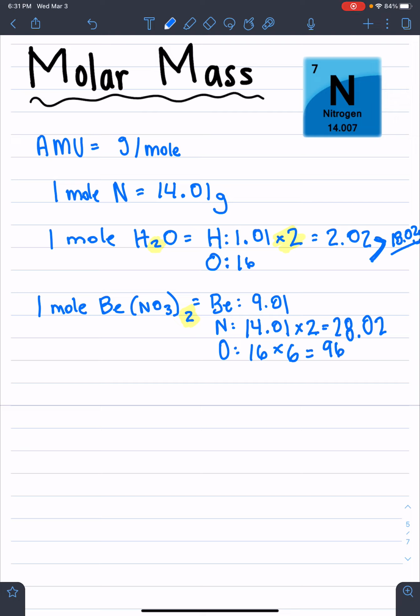Now to figure out our total grams, we're going to add all these up, and we should get 133.03 as your total grams for 1 mole of Be(NO3)2.